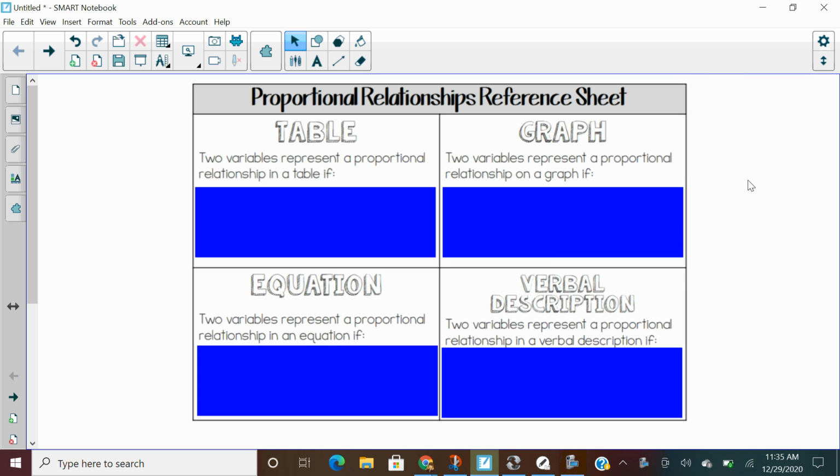Here's a review of proportional relationships in all the different ways that we have talked about them: a table, a graph, an equation, and a verbal description. And then you're going to use this reference sheet to help you complete the rest of your activity.